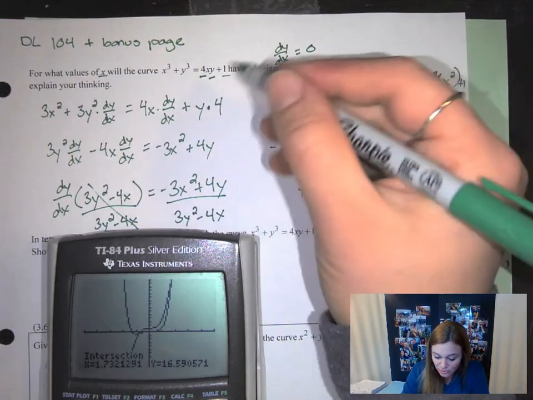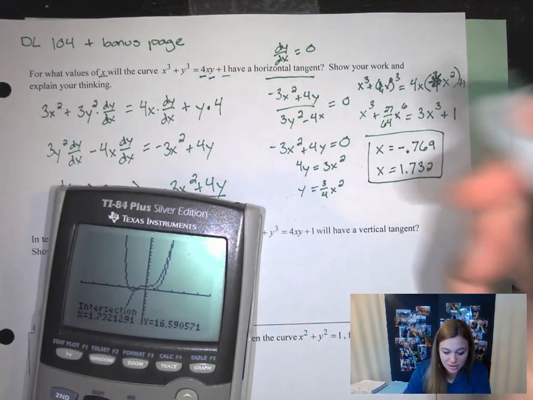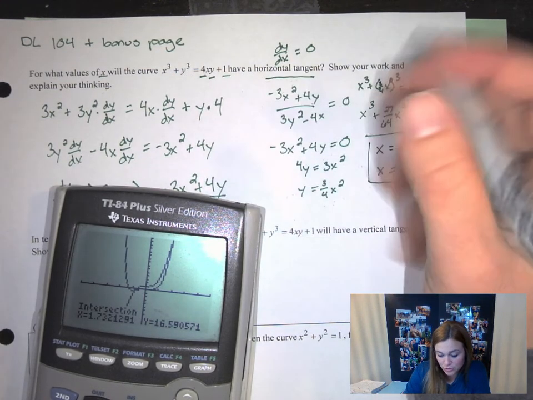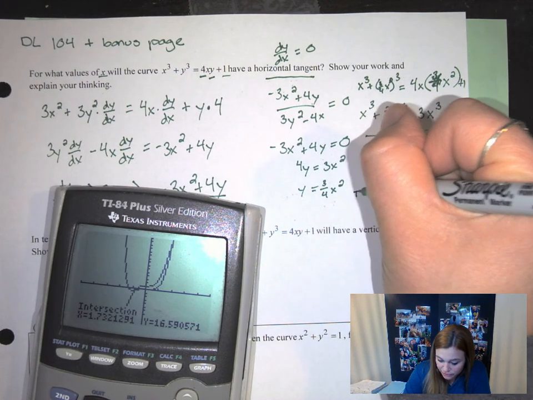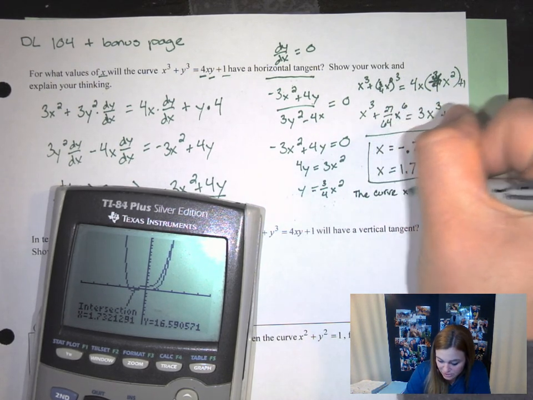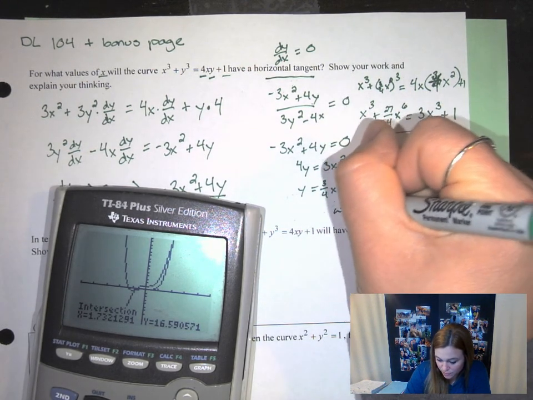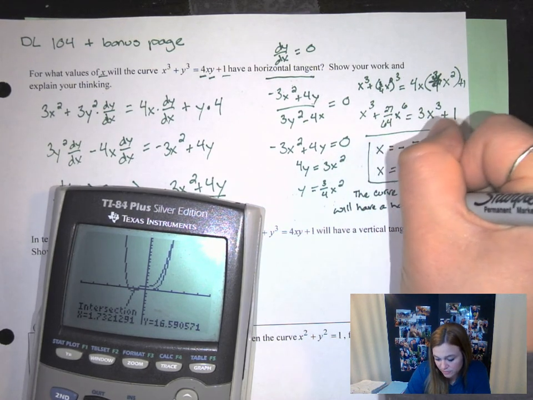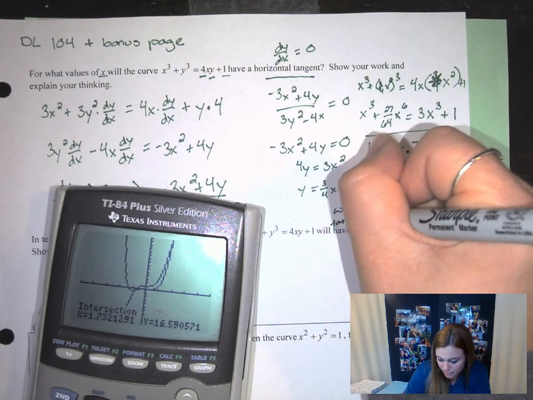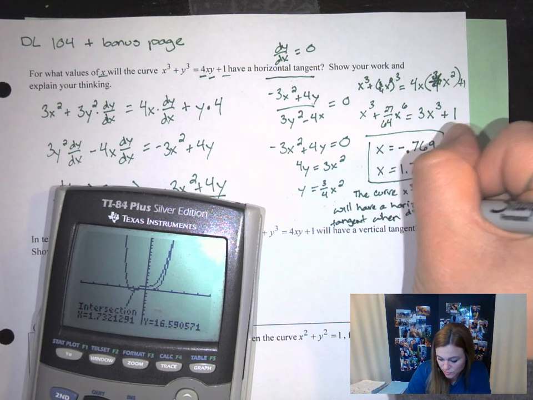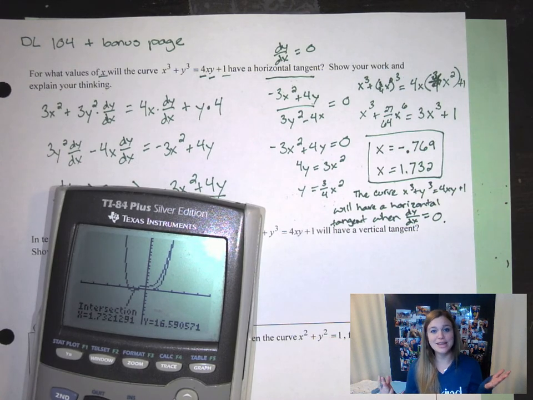So for what values of x will the curve have a horizontal tangent? I did that. Show your work and explain your thinking. So I'm going to say, I showed all my work, which was good. I will say the curve x cubed plus y cubed is equal to 4xy plus 1 will have a horizontal tangent when dy/dx, so when the slope of the tangent equals 0. And that's it. We did it.